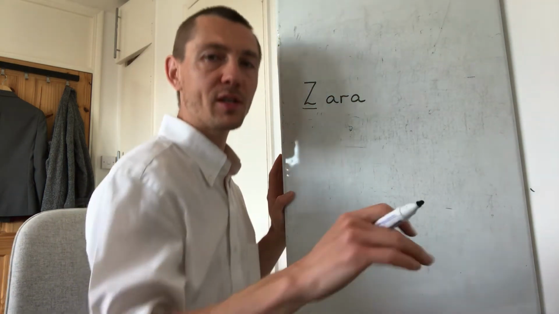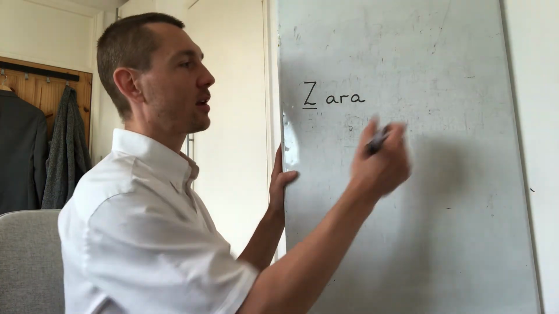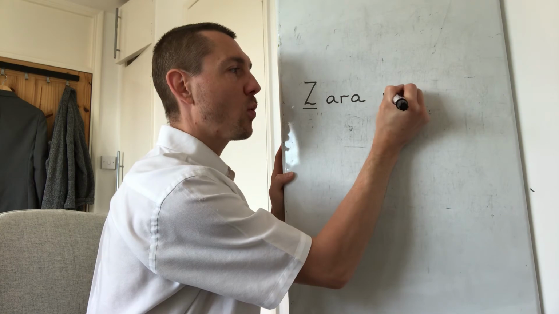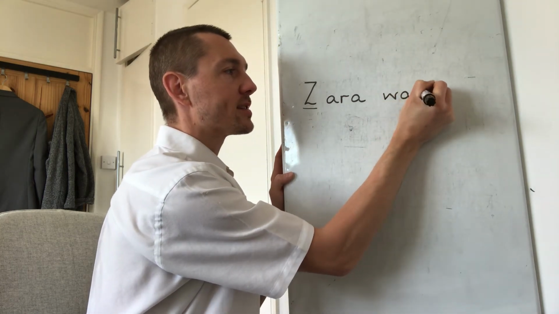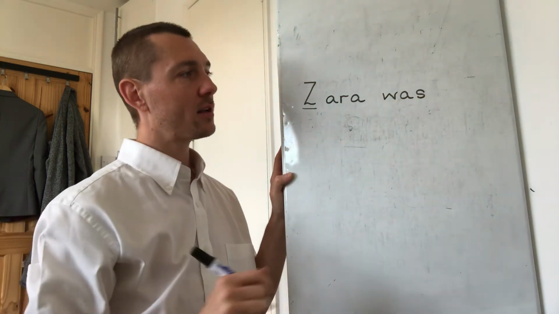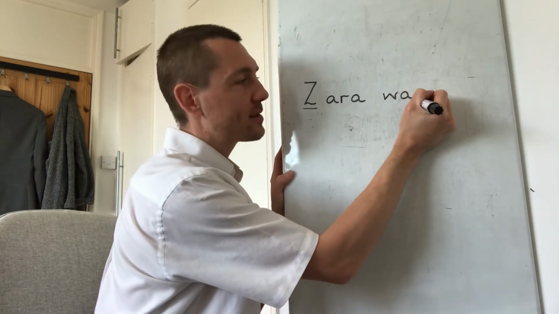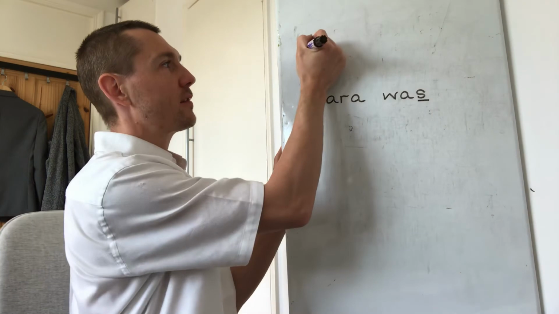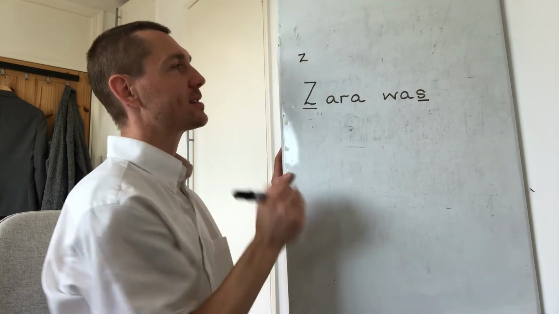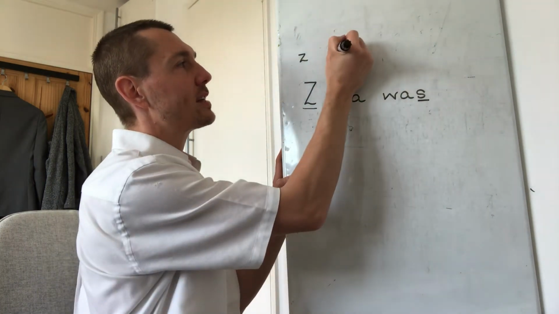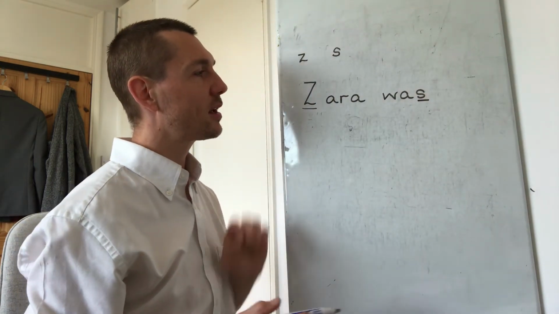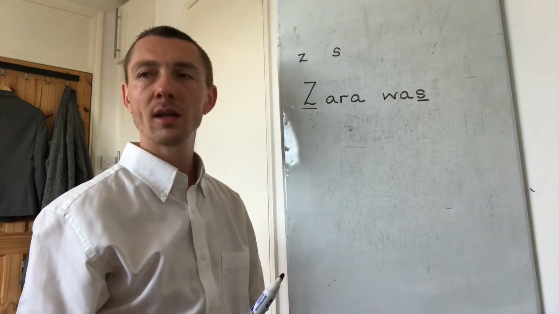Zara was. Okay, over to you. Was. Okay, and we say w, o, z. And we've got a Z spelling in was. It's the S spelling. So far we've got Z as in Z, and S spelling Z. Well remembered.